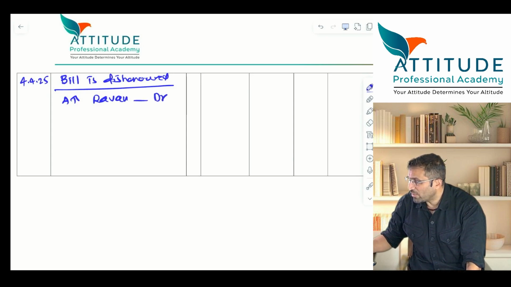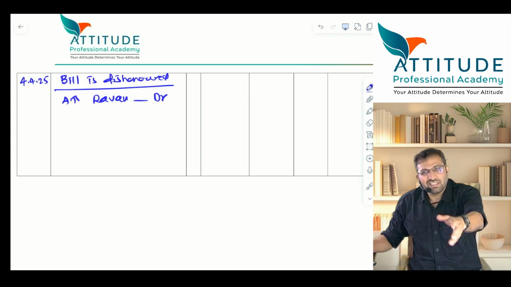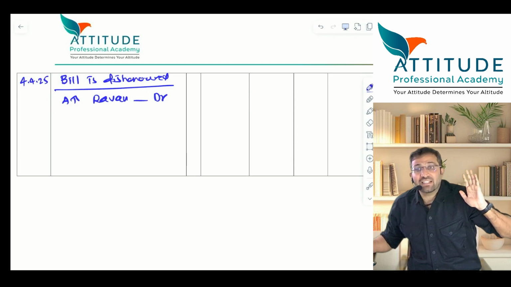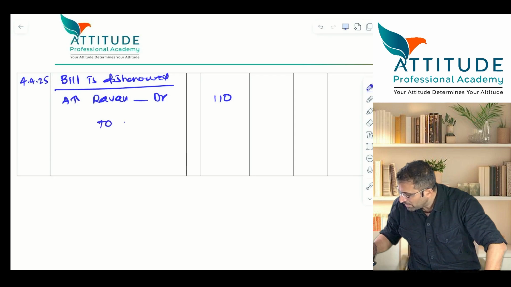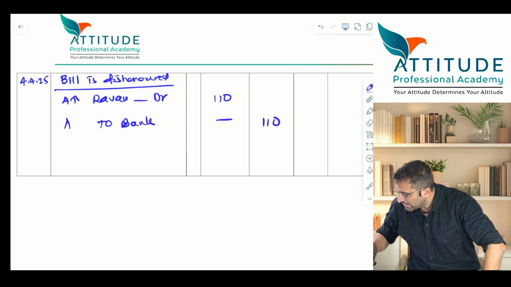95 plus 10, 105, or 95 plus 5 plus 10? That 5 is gone because you have utilized that money for 3 months. Is that clear? 110. Credit the bank. Your bank balance has reduced to 110. Asset reduces.